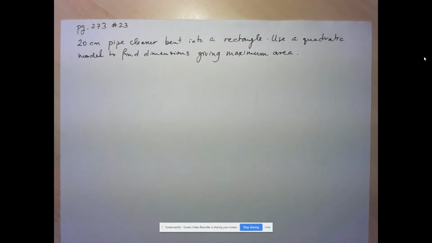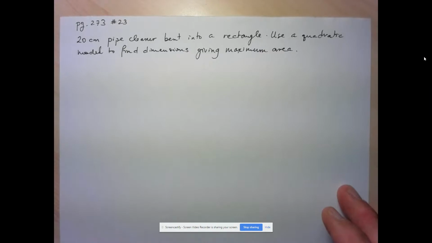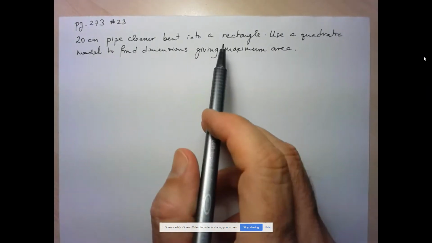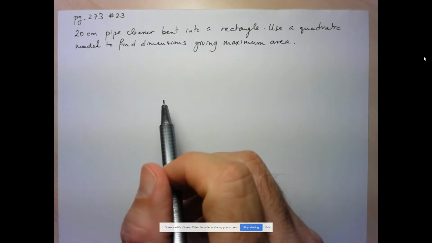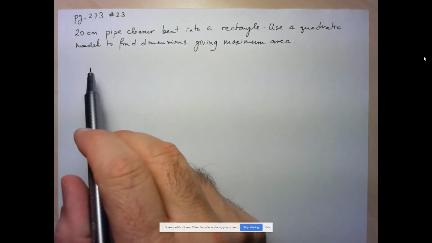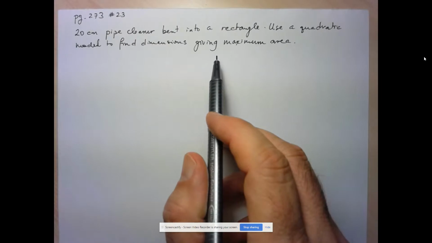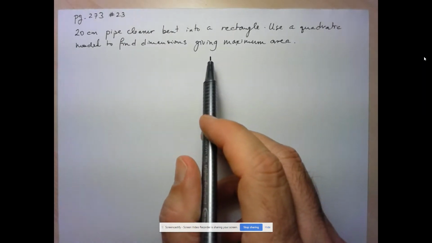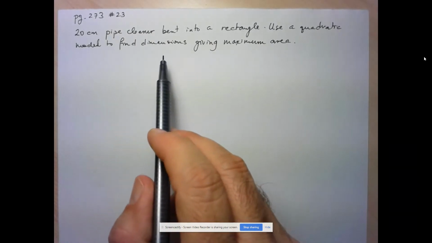Hi folks, we're going to take a look at number 23 from page 273. The question tells us that we have a 20 centimeter pipe cleaner and that it's bent into a rectangle. It specifically says use a quadratic model to find the dimensions giving maximum area. So you can't just give the answer, you actually have to use the quadratic model to show the answer.